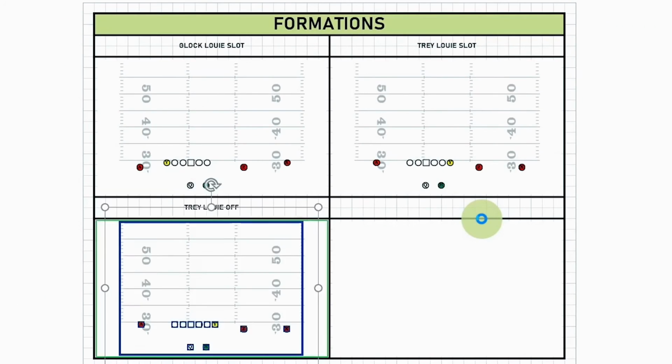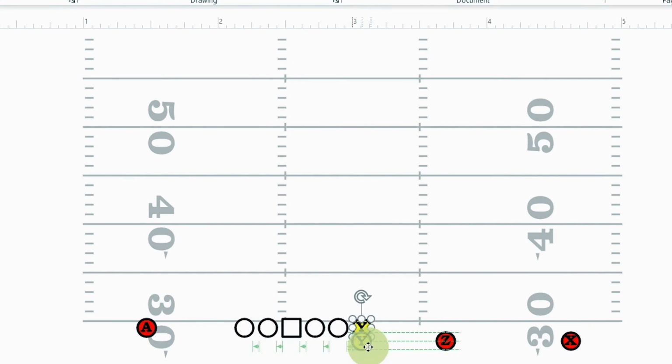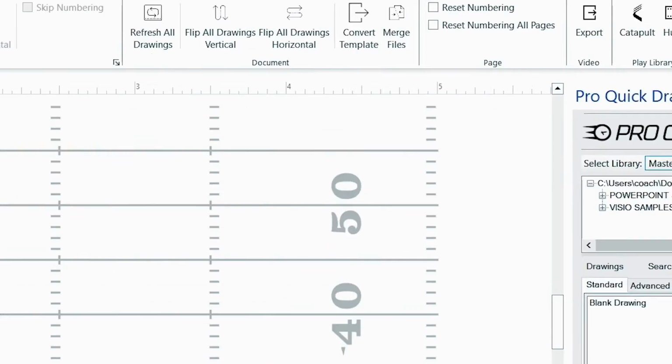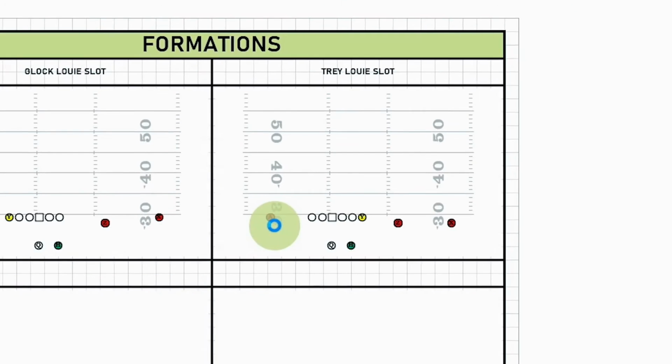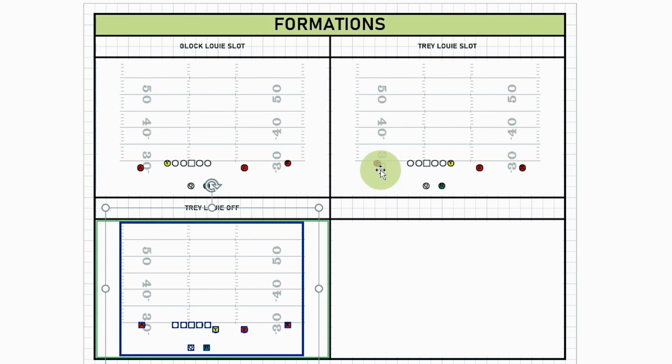Instead of having to redraw everything, I can make my adjustment by taking my tight end and sliding him off the ball, putting my receiver back on the ball, giving me my Trey Louis off formation. Now I'm going to close it and save it, and that is going to automatically update. So those are the basics to get started.